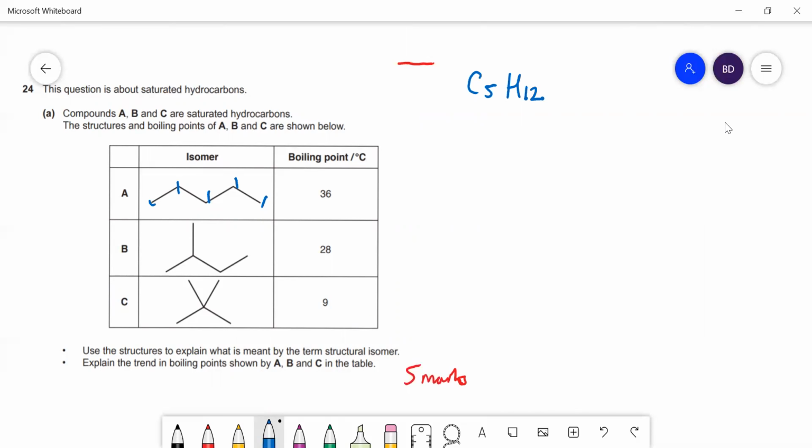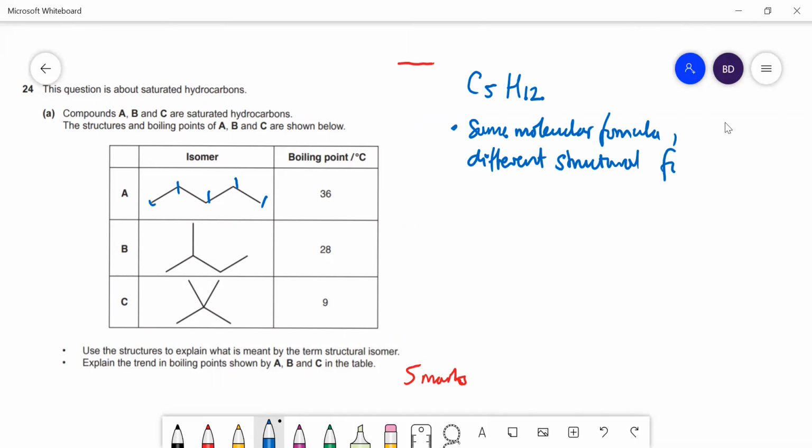Okay, use the structures to explain what is meant by the term structural isomer. So you need to say definitely same molecular formula, in this case C5H12, but different structural formulae. Right, so we've done that bit. So that's probably 2 marks for that.